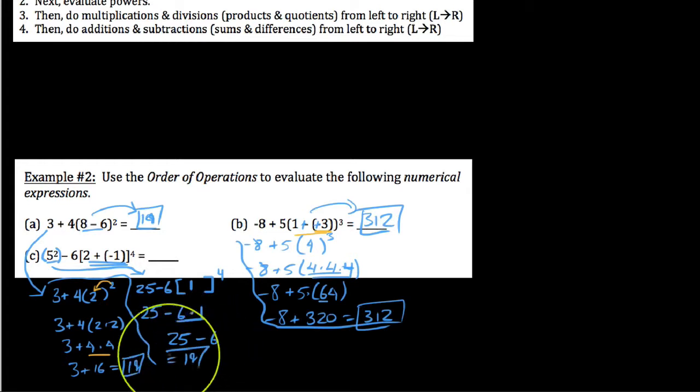19. So again, it looks like we got 19 on 2 of these, but that is the order of operations in a nutshell.